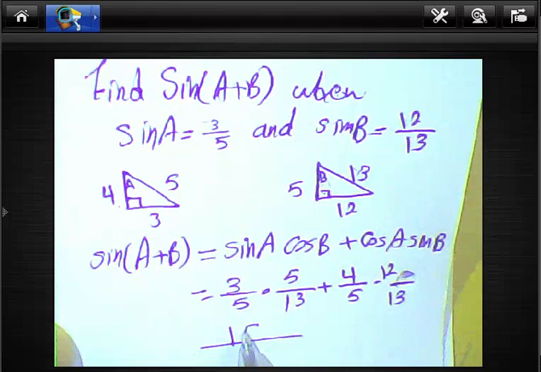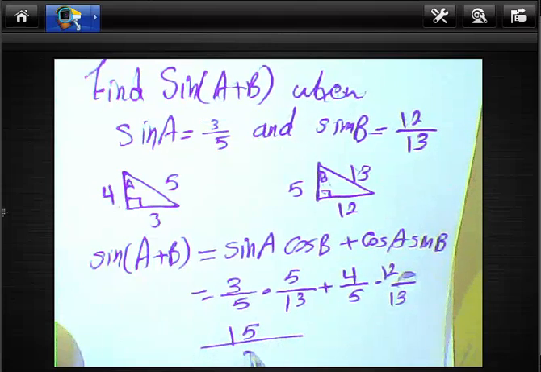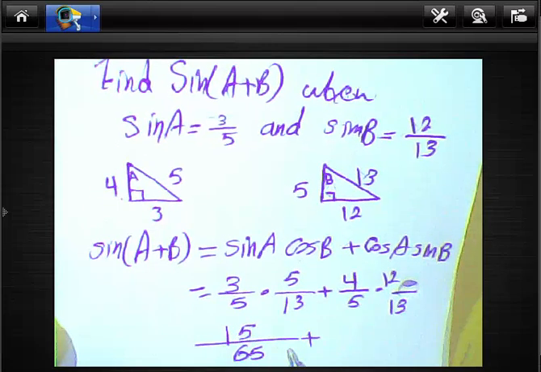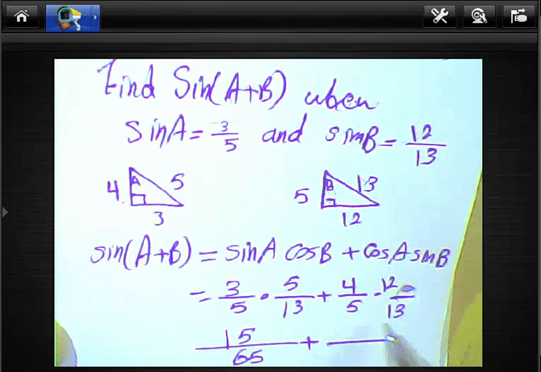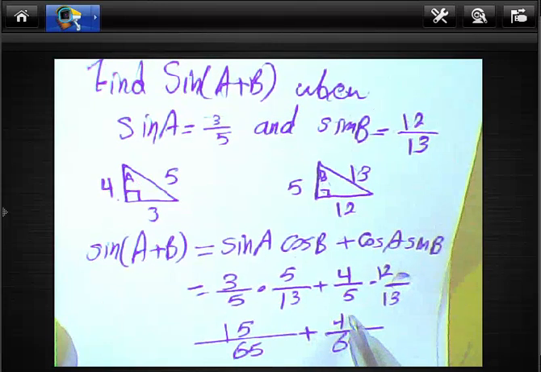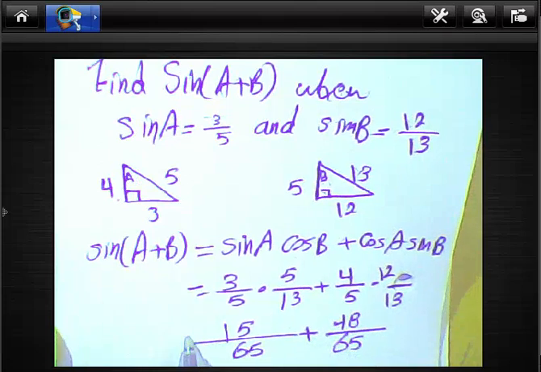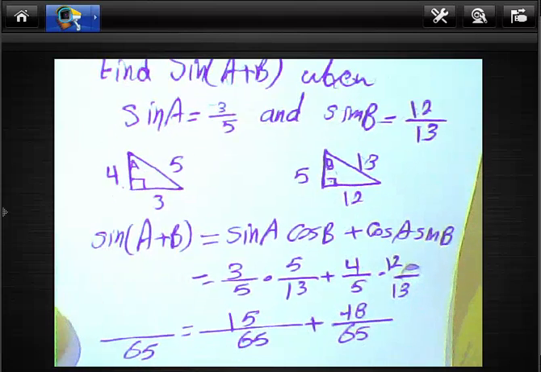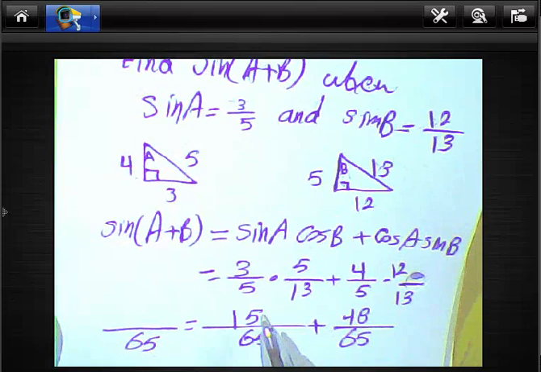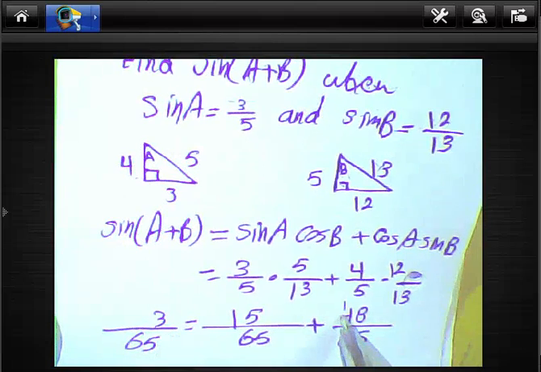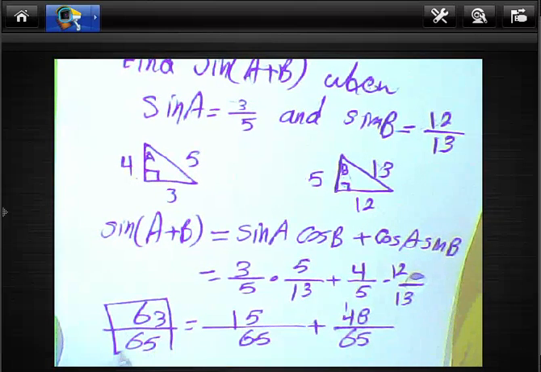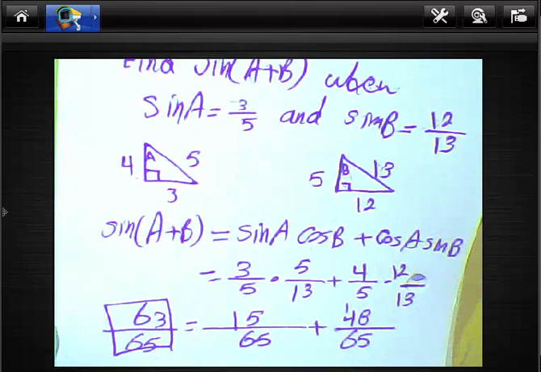3 times 5 equals 15, 5 times 13 equals 65, plus 5 times 13 equals 65, 4 times 12 equals 48. We can find the result here. 65 in the numerator, 15 plus 48 equals 63. So the result will be 63 over 65.